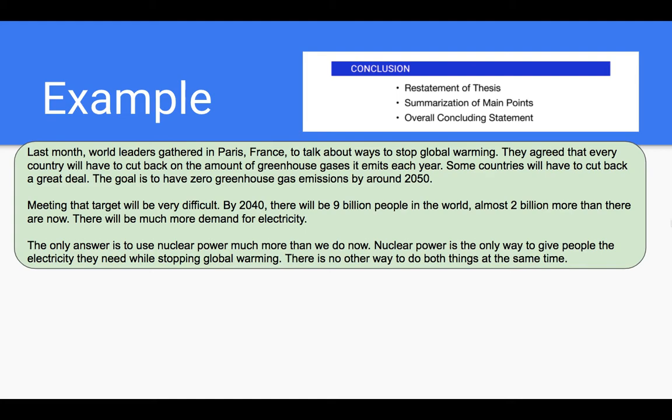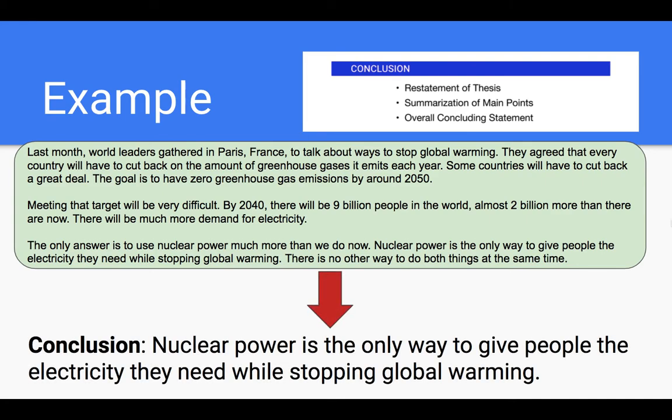What is their overall concluding statement? What is their main point? What is their call to action? What do they want people to do? That's the question here. They're saying that nuclear power is the only way to give people the electricity they need while stopping global warming.